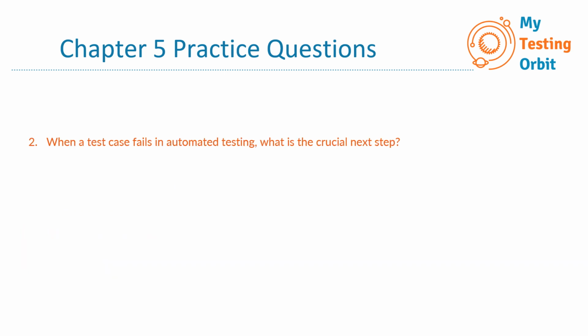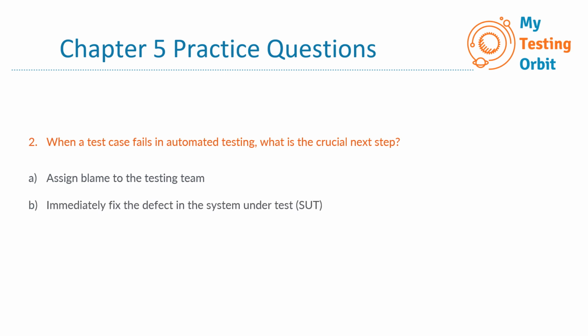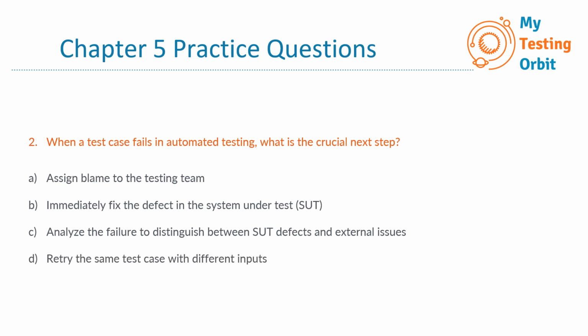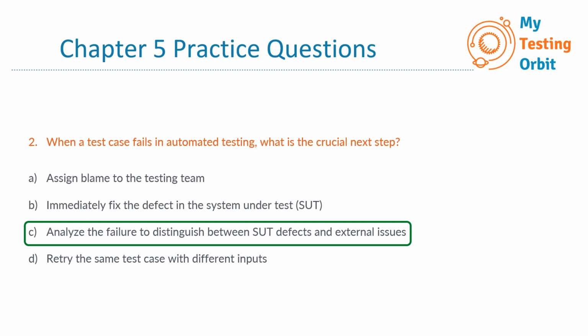Question number 2. When a test case fails in automated testing, what is the crucial next step? Option A, assign blame to the testing team. Option B, immediately fix the defect in the system under test, SUT. Option C, analyze the failure to distinguish between SUT defects and external issues. And option D, retry the same test case with different inputs. And the correct answer is option C, analyze the failure to distinguish between SUT defects and external issues.